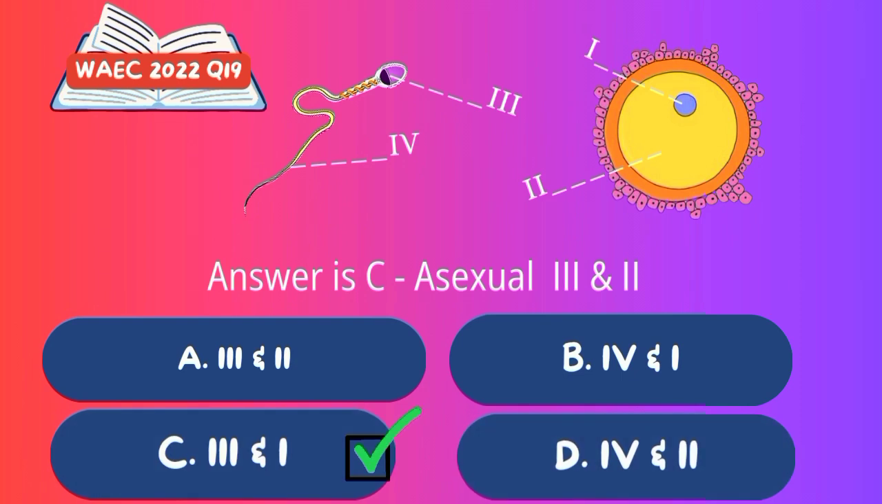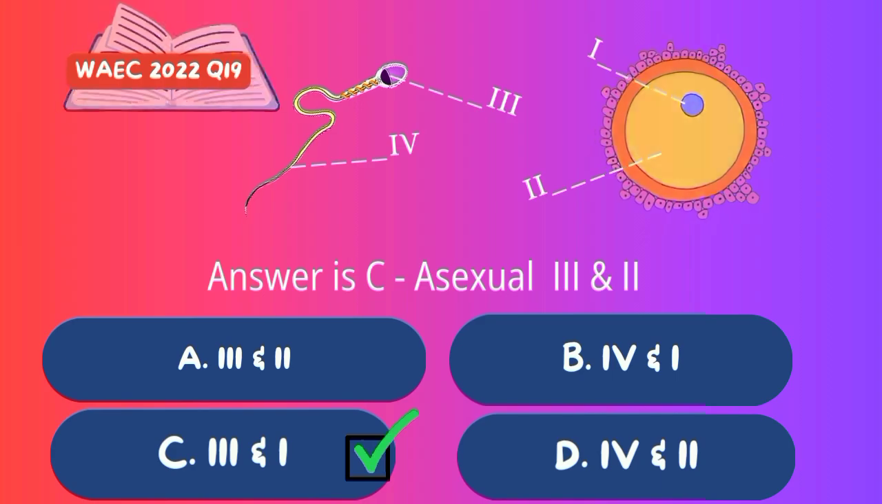The correct option is option C, Roman figure 3 and Roman figure 1. Roman figure 3 is pointing at the nucleus of the sperm cell and Roman figure 1 is pointing at the nucleus of the egg cell. These are the two parts that fuse together to form the zygote.